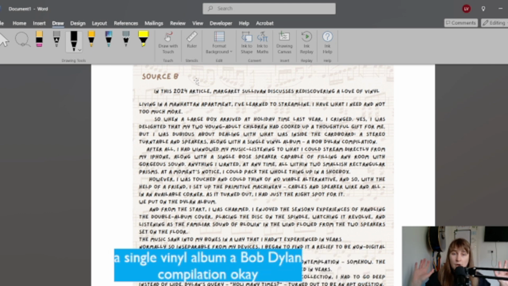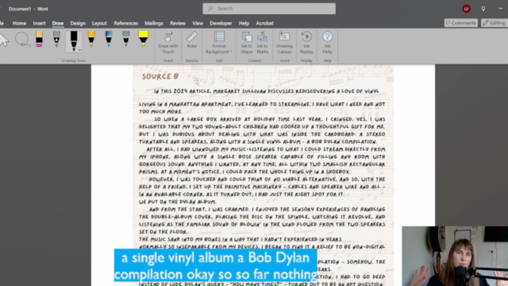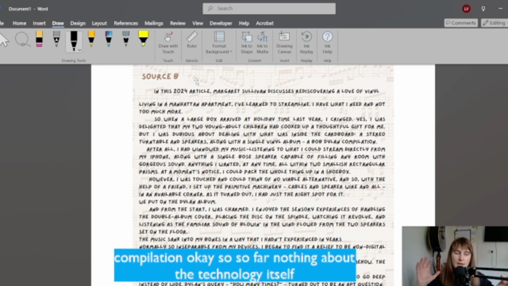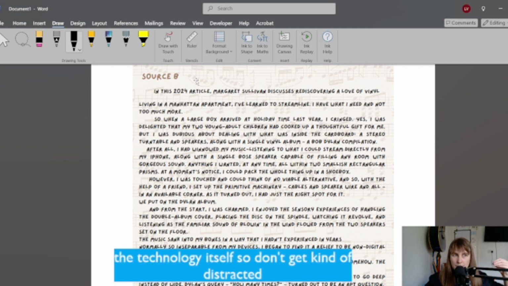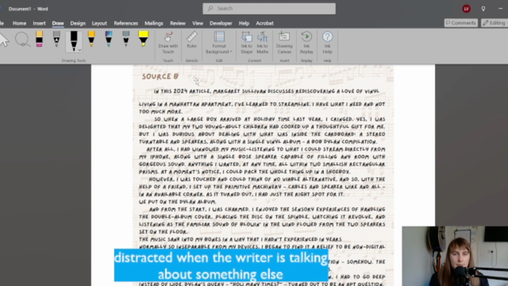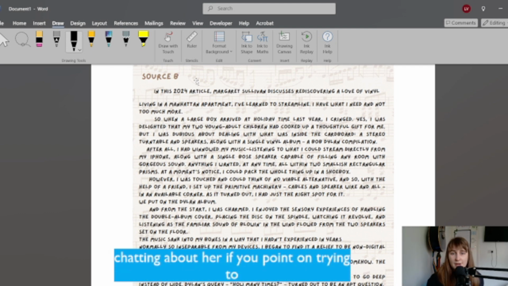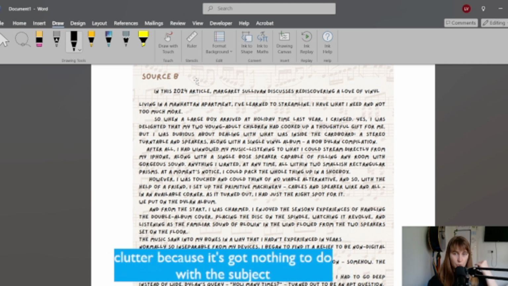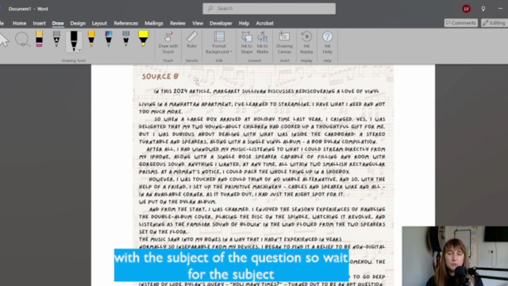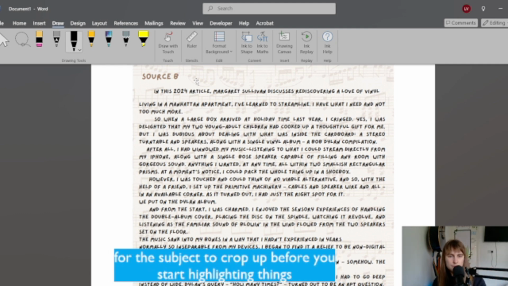Okay, so far, nothing about the technology itself. So don't get distracted when the writer is talking about something else and just start chatting about her viewpoint on trying to streamline her clutter, because it's got nothing to do with the subject of the question. So wait for the subject to crop up before you start highlighting things and making notes.